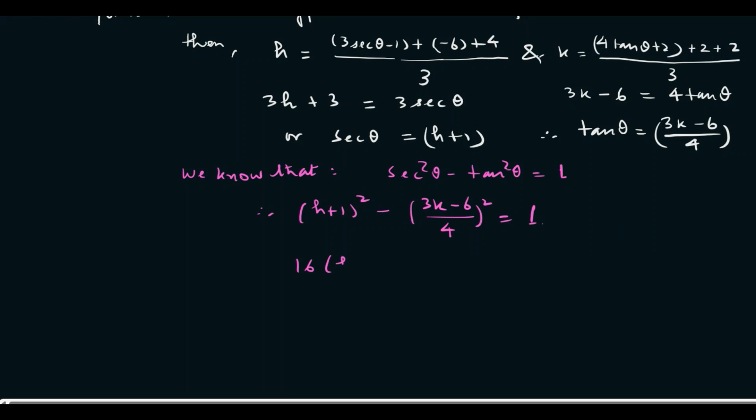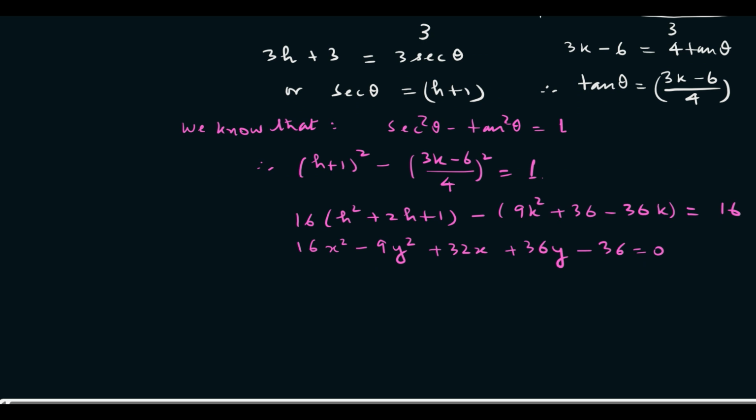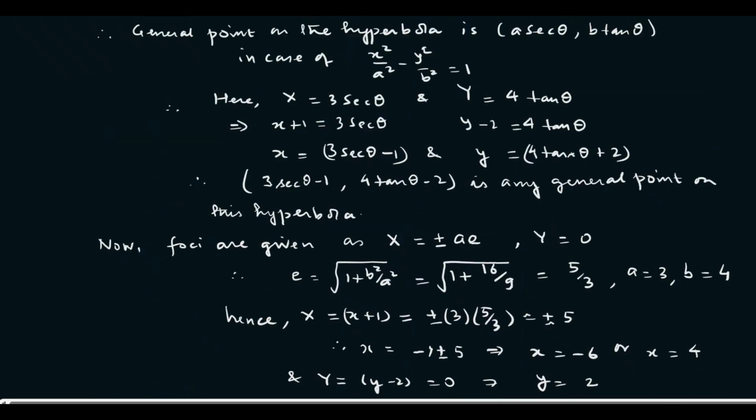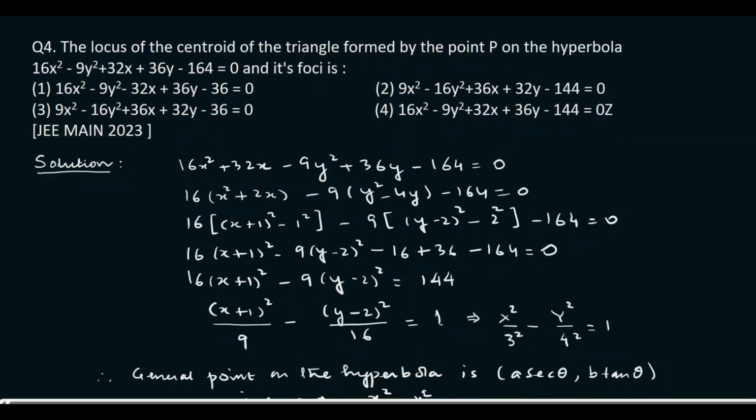Now simplifying further, multiplying by 16, you get expressions like these, so that you get the final answer as 16x square minus 9y square plus 32x plus 36y minus 36 equals 0, and that is the option here, which is option first. So that is the correct answer for this question 4.